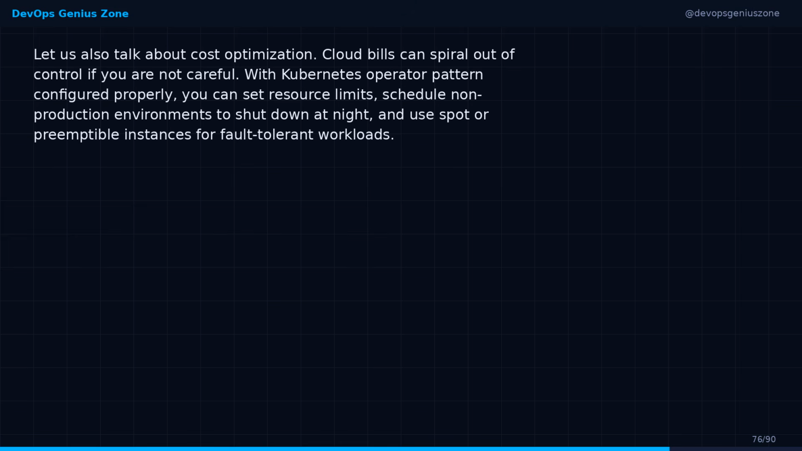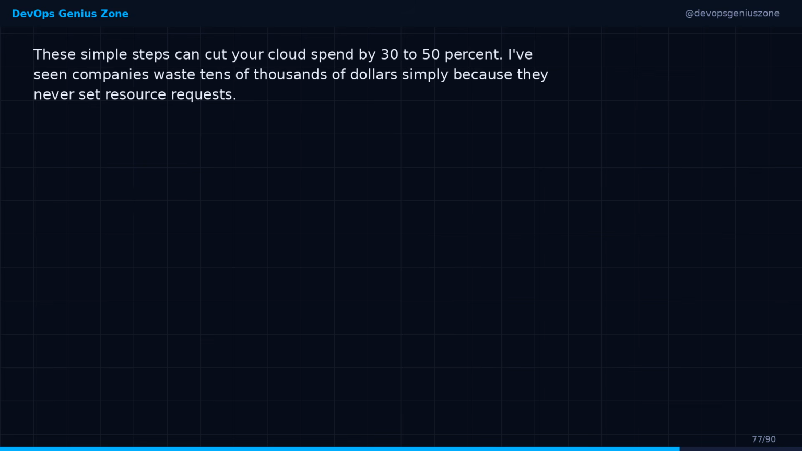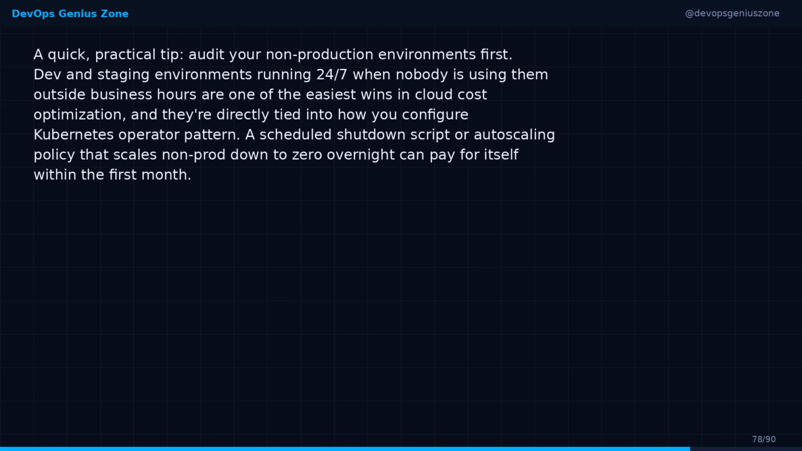Let us also talk about cost optimization. Cloud bills can spiral out of control if you are not careful. With Kubernetes Operator Pattern configured properly, you can set resource limits, schedule non-production environments to shut down at night, and use spot or preemptible instances for fault-tolerant workloads. These simple steps can cut your cloud spend by 30 to 50%. I've seen companies waste tens of thousands of dollars simply because they never set resource requests.